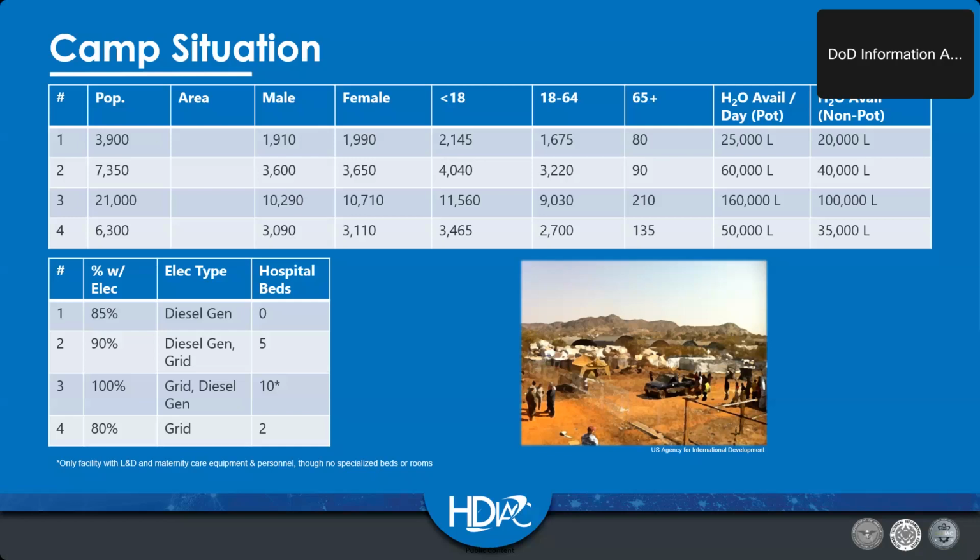But one of the things that we brought up that played a role in our later scenario is that Camp 3, which is the biggest of the U.S.-led camps, is the only one with any maternity care equipment and personnel, though there is no maternity care or labor and delivery beds or rooms. So again, just trying to bring up that thought.